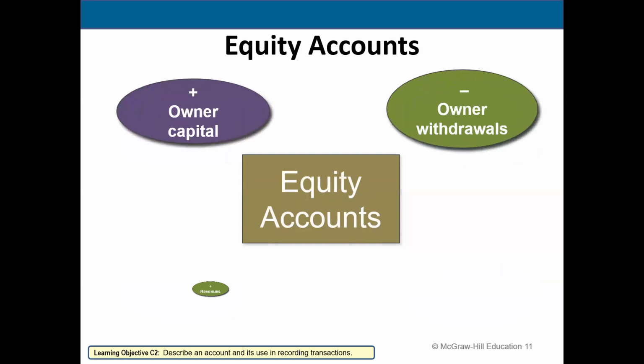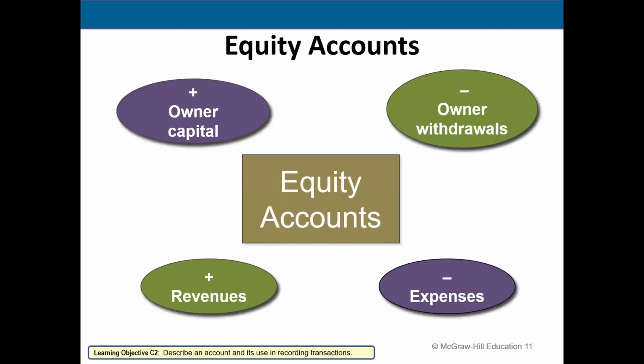Finally, we have equity accounts, and the first is owner capital. That means money that the owner has put into the business. And then revenues is money that the business has earned through operating. And then owner withdrawals will reduce the amount of equity we have. This is money the owners pull out of the business for their own personal uses. And expenses, money that the business spends for its operating.